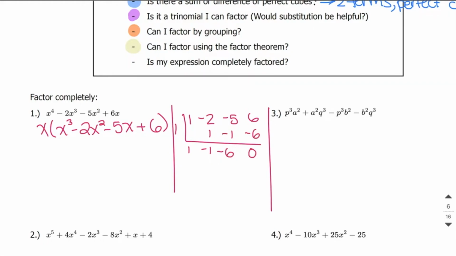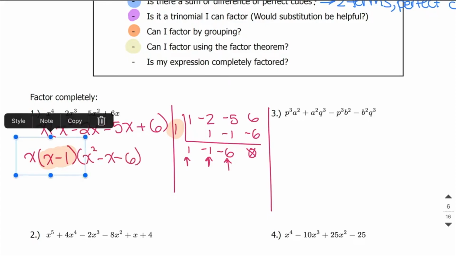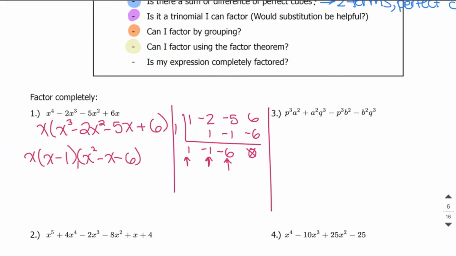This is promising. Awesome. So now we can say that this is x times x minus 1, because I got this x minus 1 from this right here. And then what I have left over here is my remainder, 0 degree or constant, first degree, second degree. So this is x squared minus x minus 6. And now I can see that I can factor this easily. So this would be x minus 3 and x plus 2, because -3 and 2 multiply together to give me -6, and -3 plus 2 adds up to give me -1. So then I get x minus 1 and x. I just copy that down.